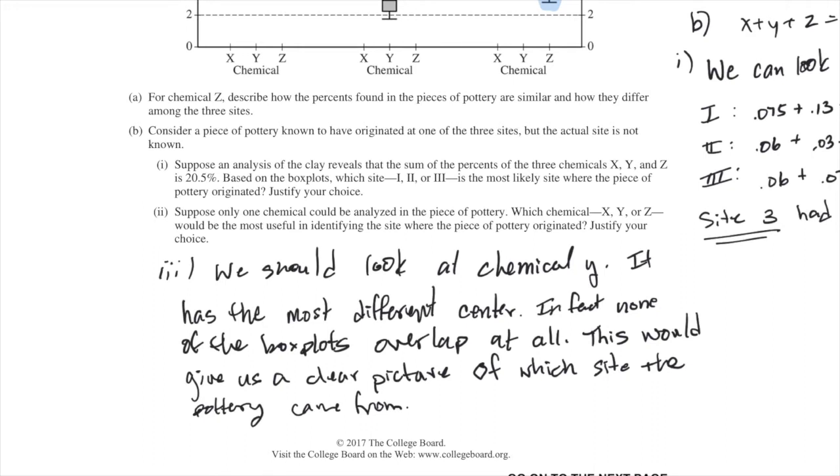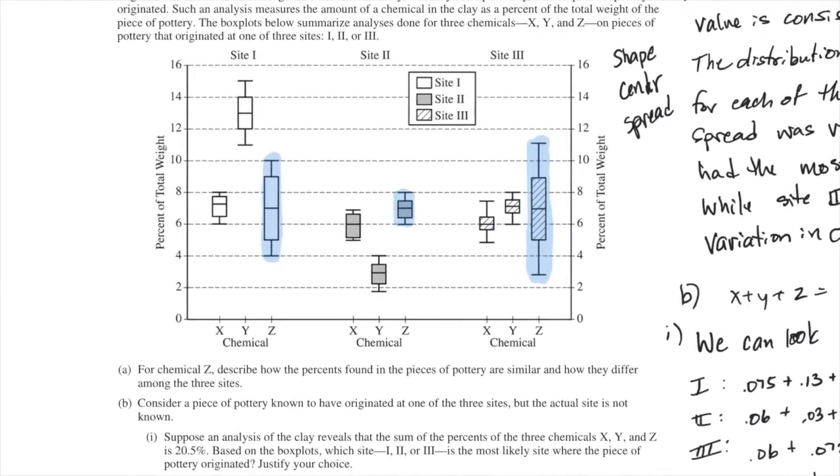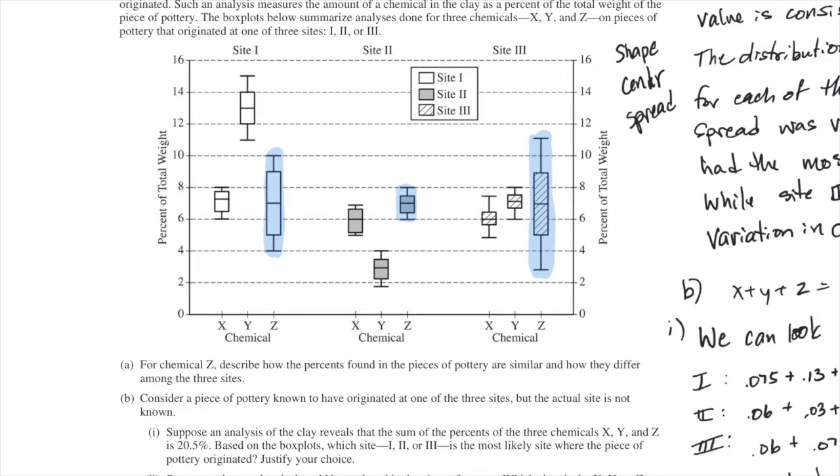is, it says suppose that only one chemical could be analyzed, X, Y, or Z, and I wanted to be able to identify where it came from. And so if we look up at the chart again, I'm looking to see if I could only pick one chemical to identify which site it is, which one would I want. I thought this was really easy to do.